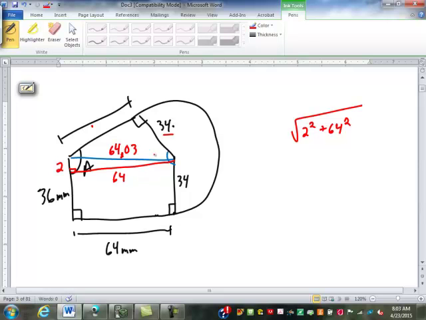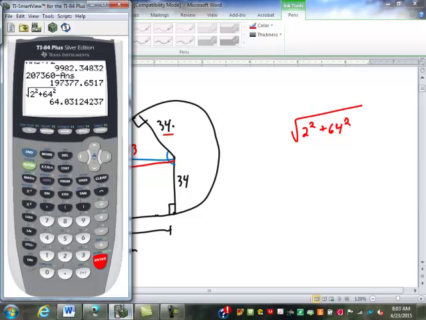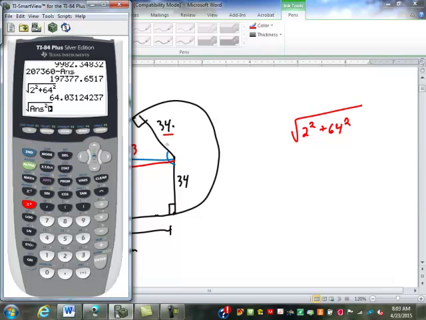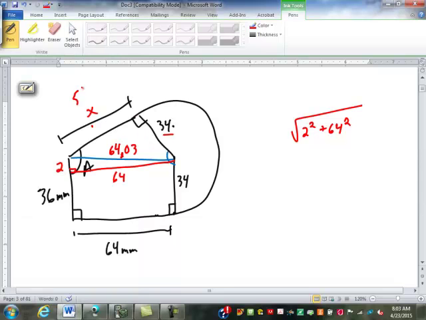Millimeters there. Now we can find our distance x up here, which is just going to be that squared minus the 34 squared, because the 64.03 is the hypotenuse. So that gives us 54.26 for x. So we've got x. That was pretty easy.